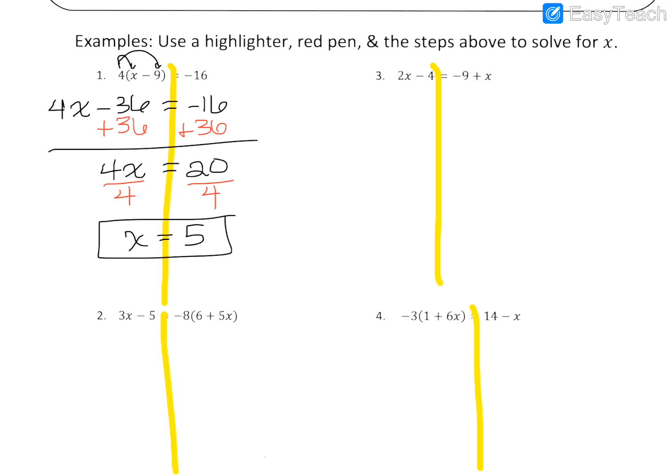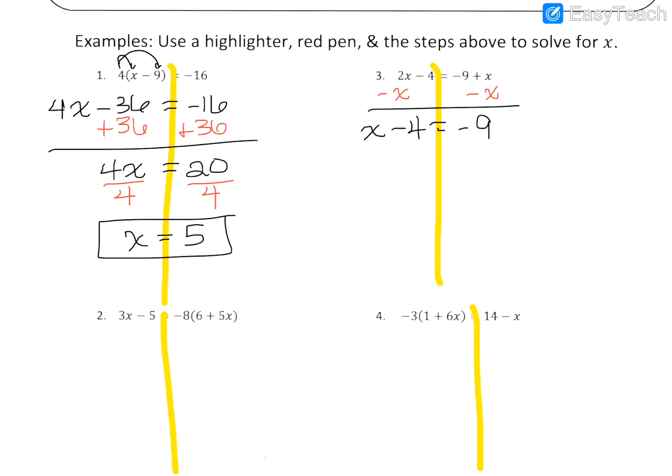All right, let's skip over to number 3 so I don't have to scroll down. Let's look through each step. Step number 1, do we have parentheses? No. Step number 2, do we have like terms? On the left, I have the 2x and the 4. Those are not like terms. On the right, I have the negative 9 and the x, not like terms. Step number 3, do we have an x on both sides? Yes. So we're going to move the smaller x, which would be the 1x on the right. So we're going to minus that. So now I'll get x minus 4 equals negative 9, because 2x minus x leaves me with just 1x, and I can just write that as x.